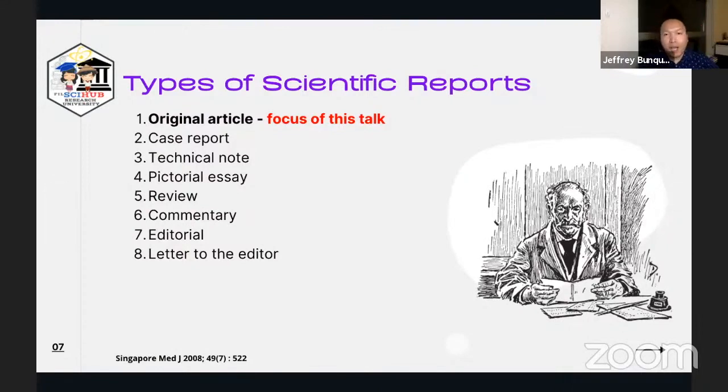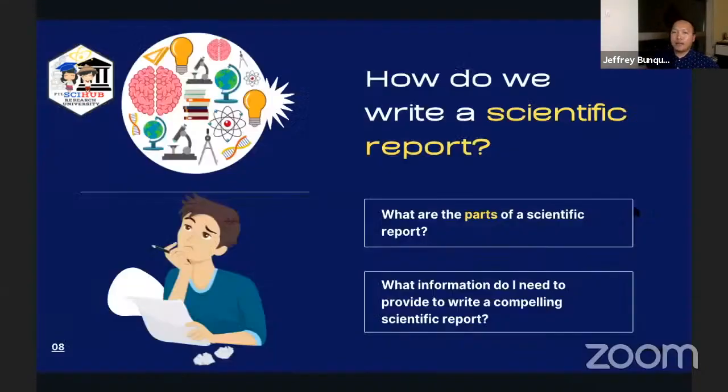Okay, so for today, hindi po natin papasadahan yung 8 yan kasi isang buong araw po yung gugulin dito. But we're gonna be focusing on original articles kasi ito naman po ang actually most relatable to most high school and college investigators. Kasi again, science investigatory projects and thesis.